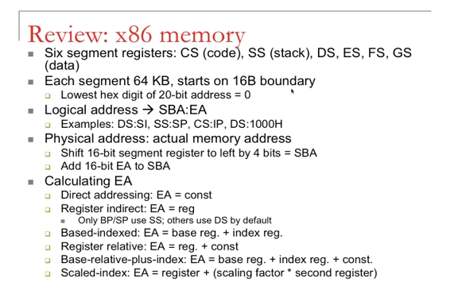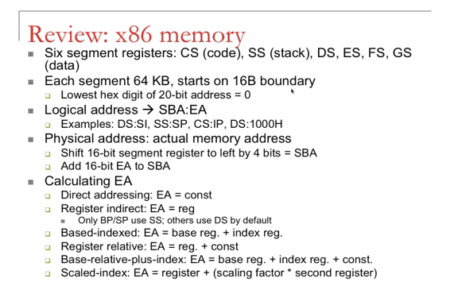This is what we have talked about so far about x86 memory. It has 6 segment registers: code segment, stack segment, data segment, and we have 4 data segments: DS, ES, FS, GS. Each segment has 64 kilobytes and starts on a 16-byte boundary, which means that if you write the address of the segment, the least significant hexadecimal digit will be a 0.